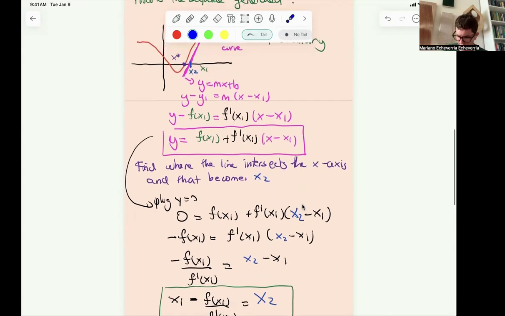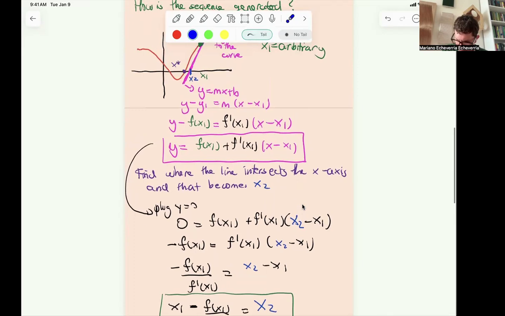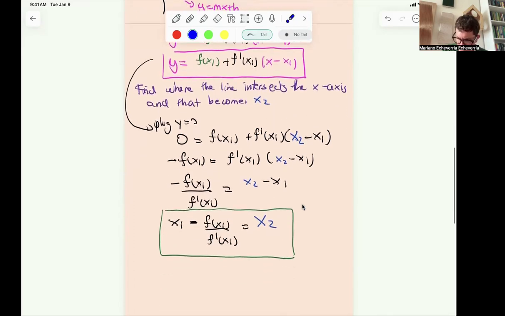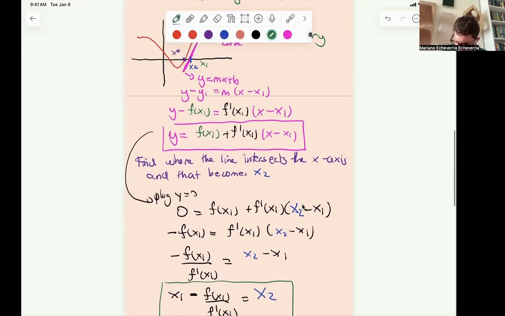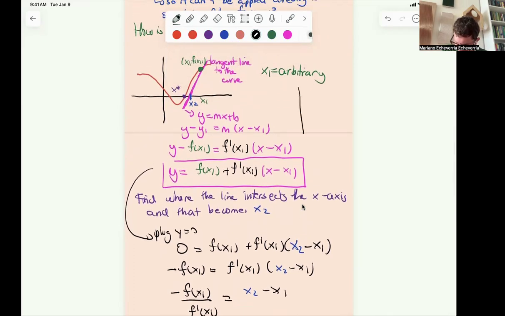Oh, why? Because what is the equation of a line? What is the equation of a line in general? If you have a point on the line x1, y1, and x comma y, what is the equation of a line? It's y minus y1 equals m times x minus x1.